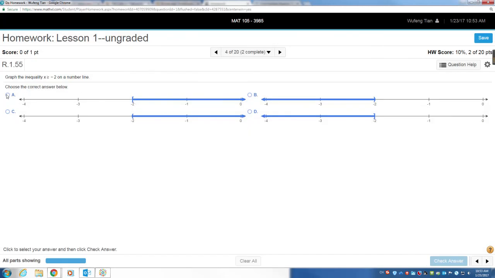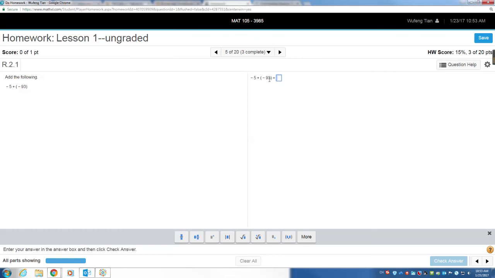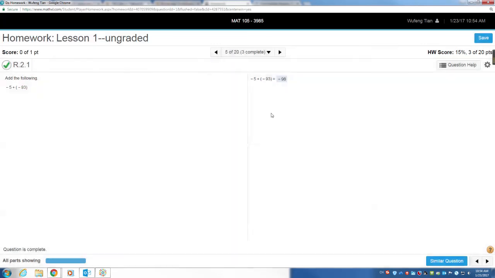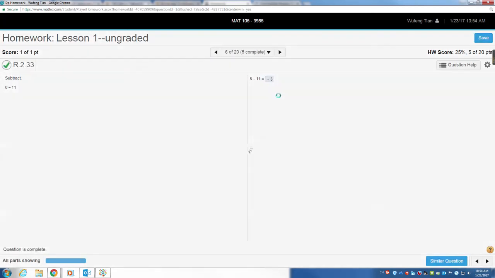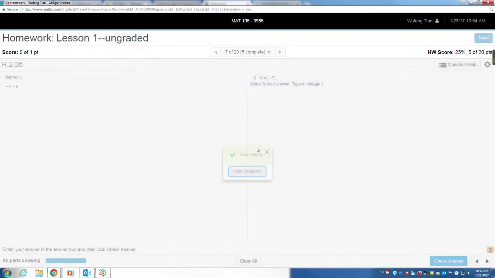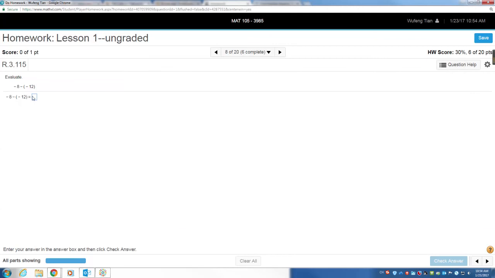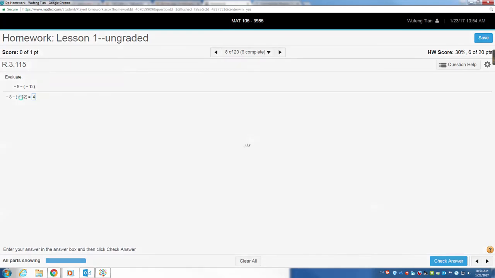Bigger than or equal to negative 2. Going to the right is bigger than. So include negative 2 in brackets. Now, negative 5 plus negative 93, so it's negative 98 because both are negative. Next question, negative 3. It should not take a very long time for you to finish. And this is negative 7, negative 5, 2 plus negative 5. Negative 8 plus 12. You can switch it back to 12 minus 8, which is 4.